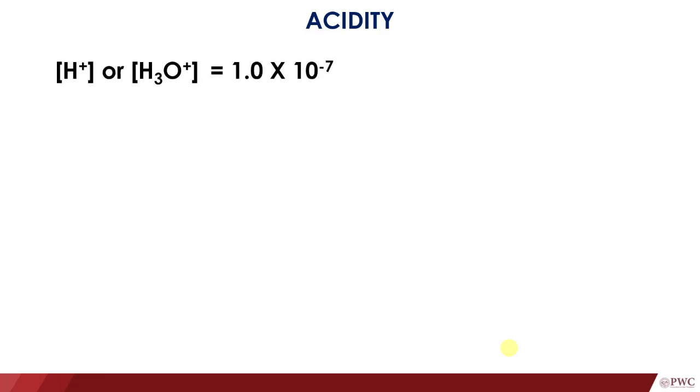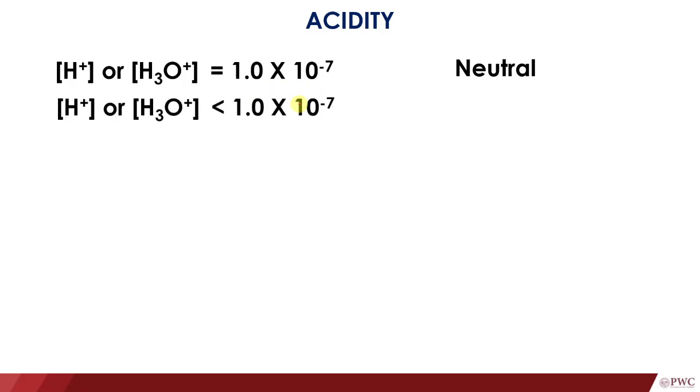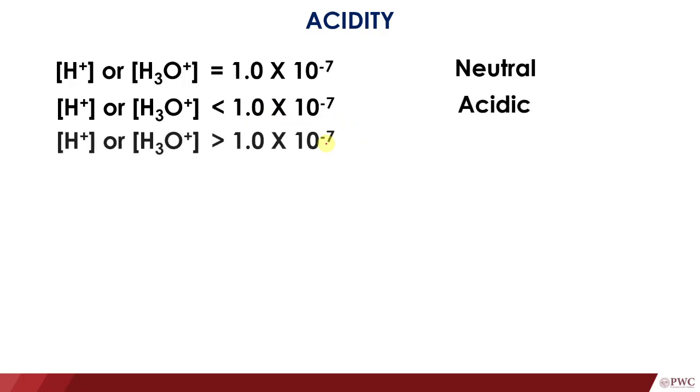Of course, we measure the acidity of a substance based on the concentration of the hydronium ion or the hydrogen ions. It's just the same concept. It's neutral when the hydronium concentration is equal to 1.0 times 10 to the power of negative 7. When it's less than this value, it's acidic. If it's greater than this value, that's basic.